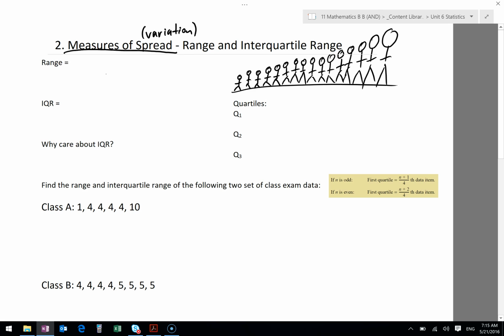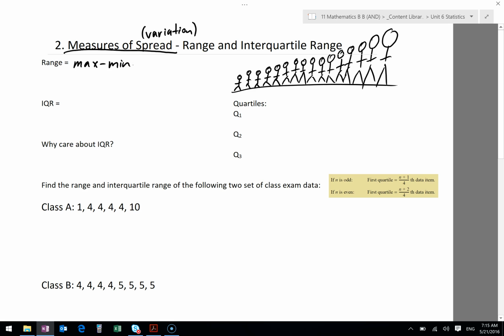The range, imagine we've got a class of people, some really small people, some really big people. The range is simply the difference between this enormous giant here and this tiny person here. So whenever we're calculating range, max minus min.